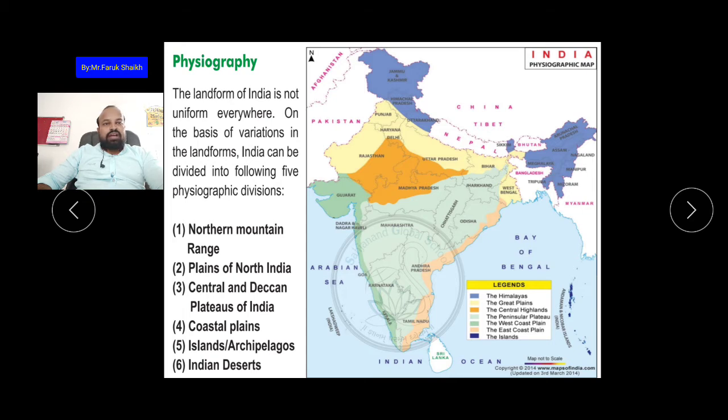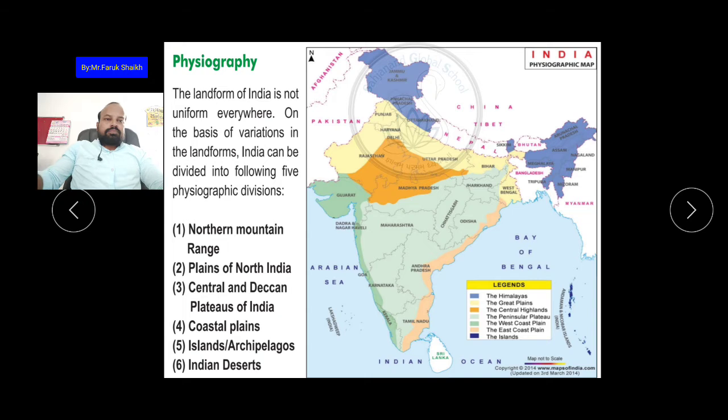Okay, then the island. So the islands are in the ocean, the land body which is surrounded on all its four sides by water bodies is called an island. So in India also there are so many islands: Andaman and Nicobar, Dadra and Nagar Haveli, Lakshadweep. Okay, so these are the islands here. This is Lakshadweep, Dadra and Nagar Haveli. Okay, Andaman and Nicobar. Okay, these are the islands.